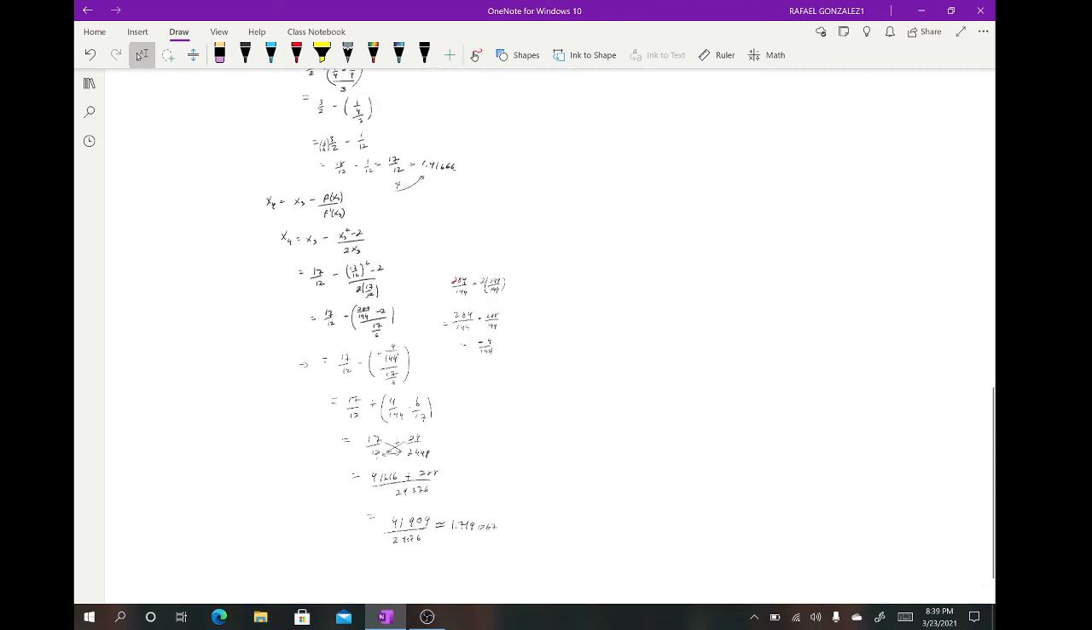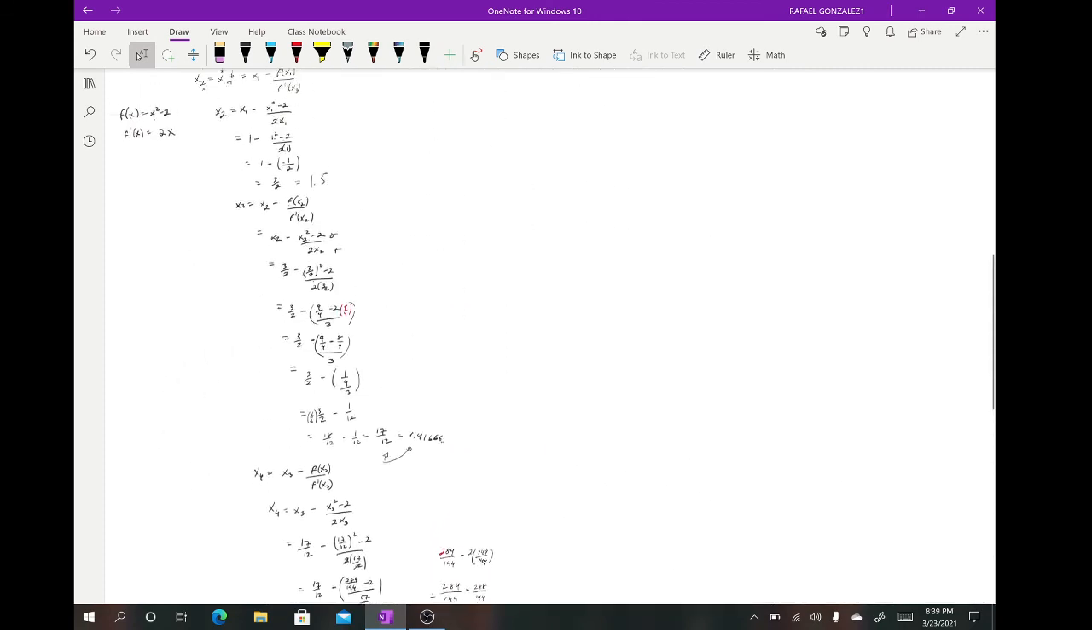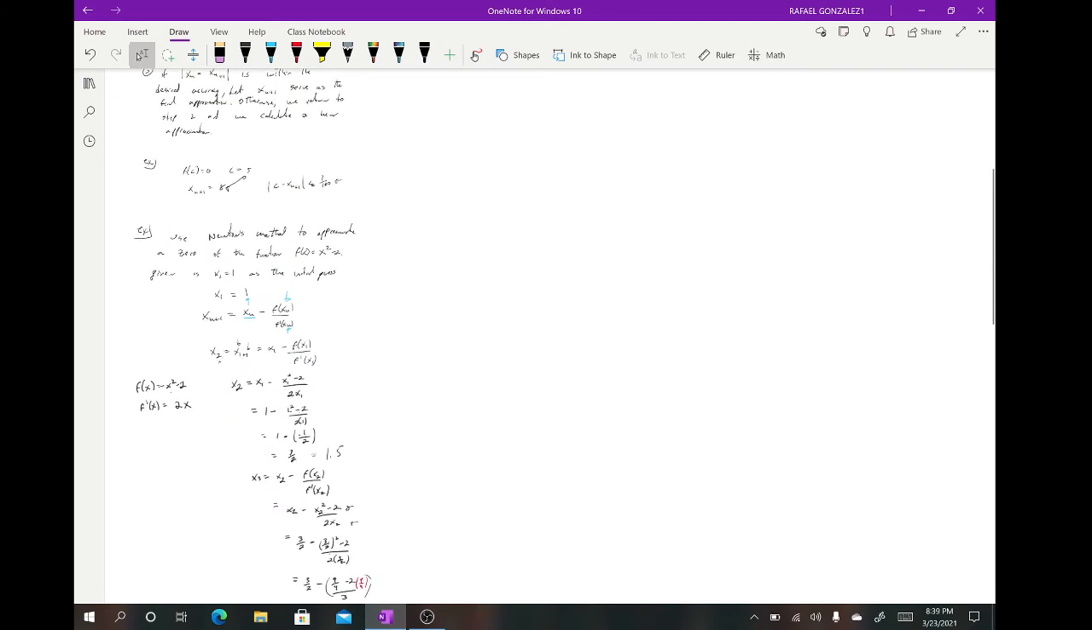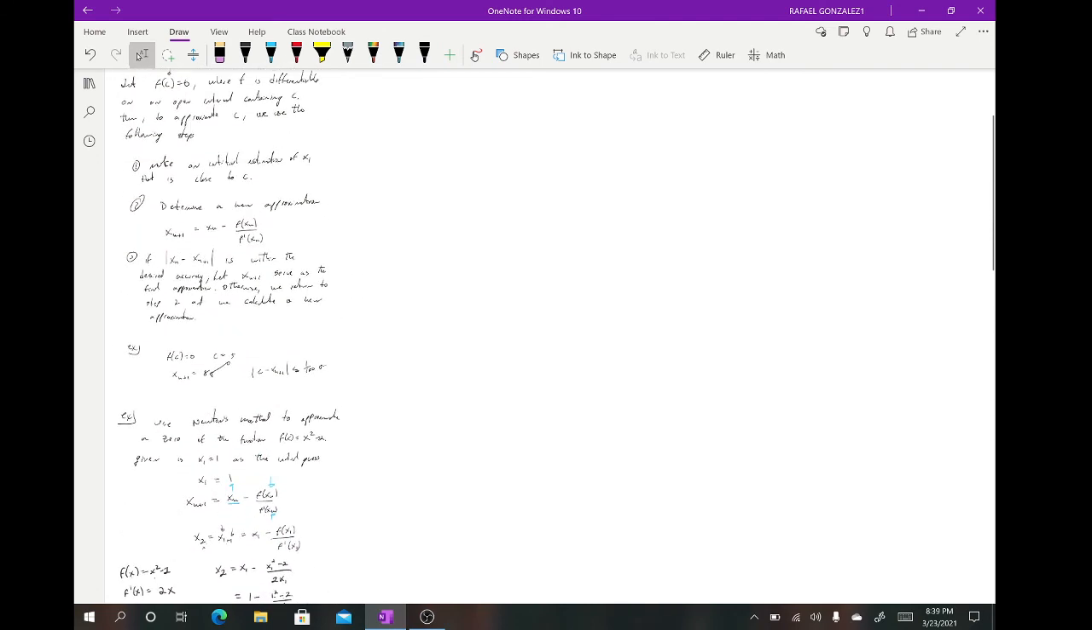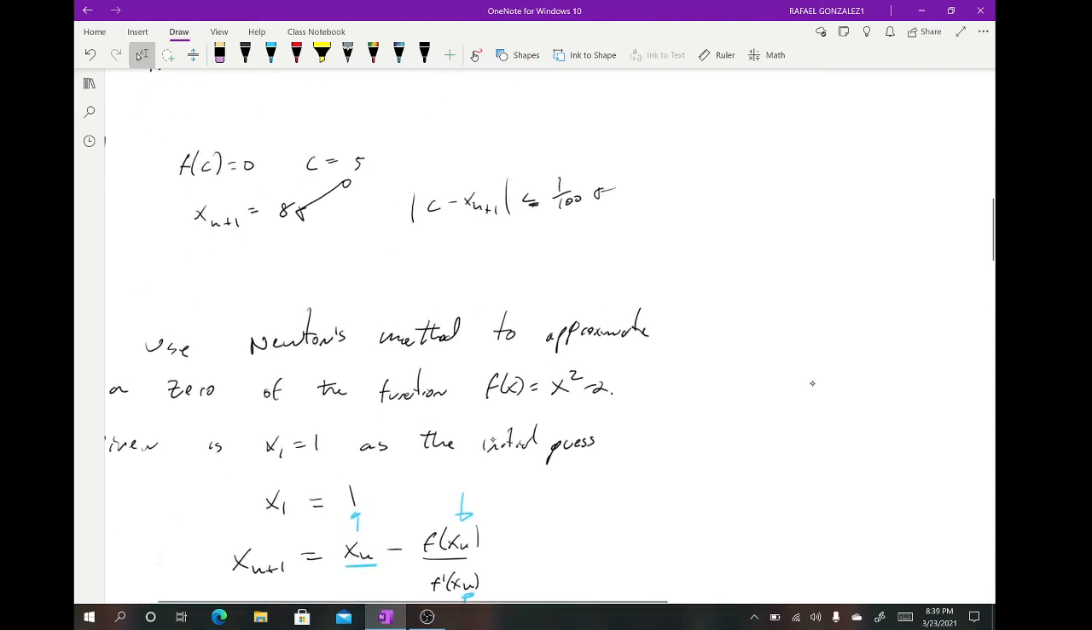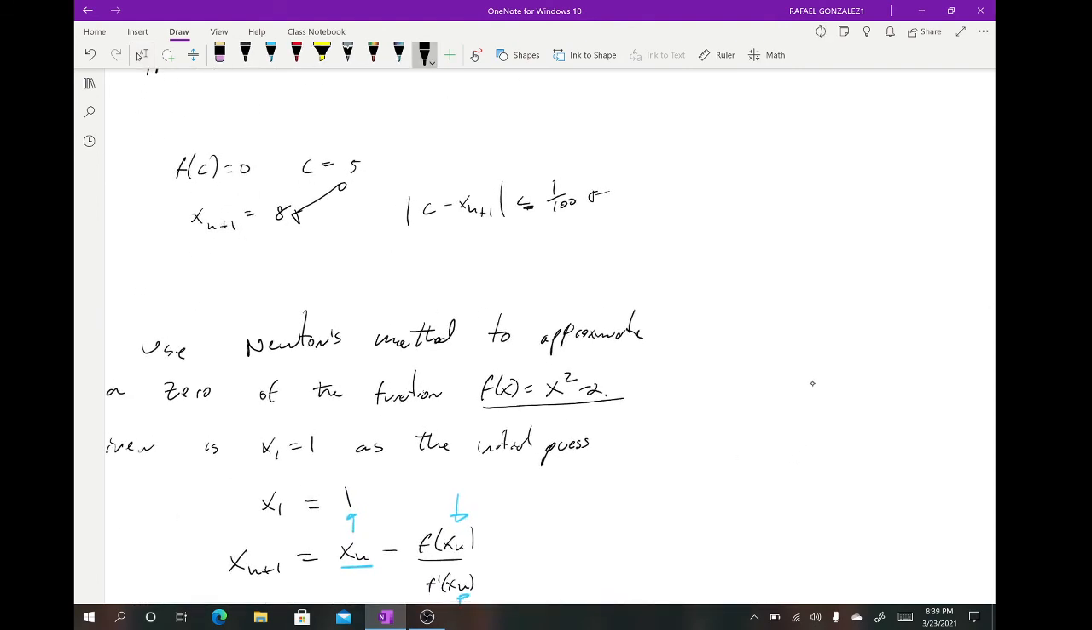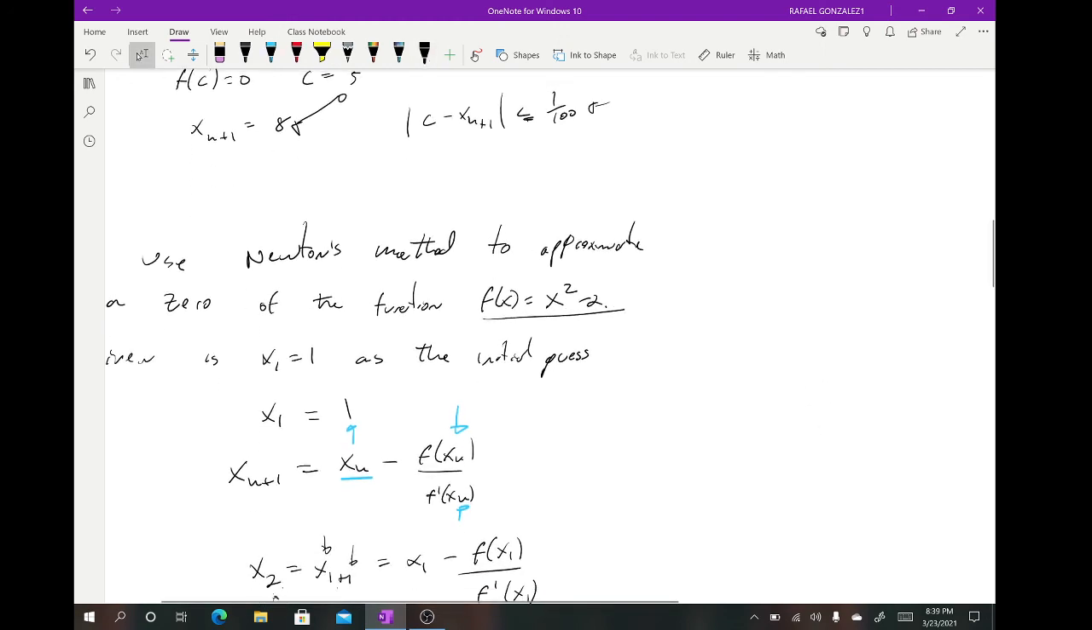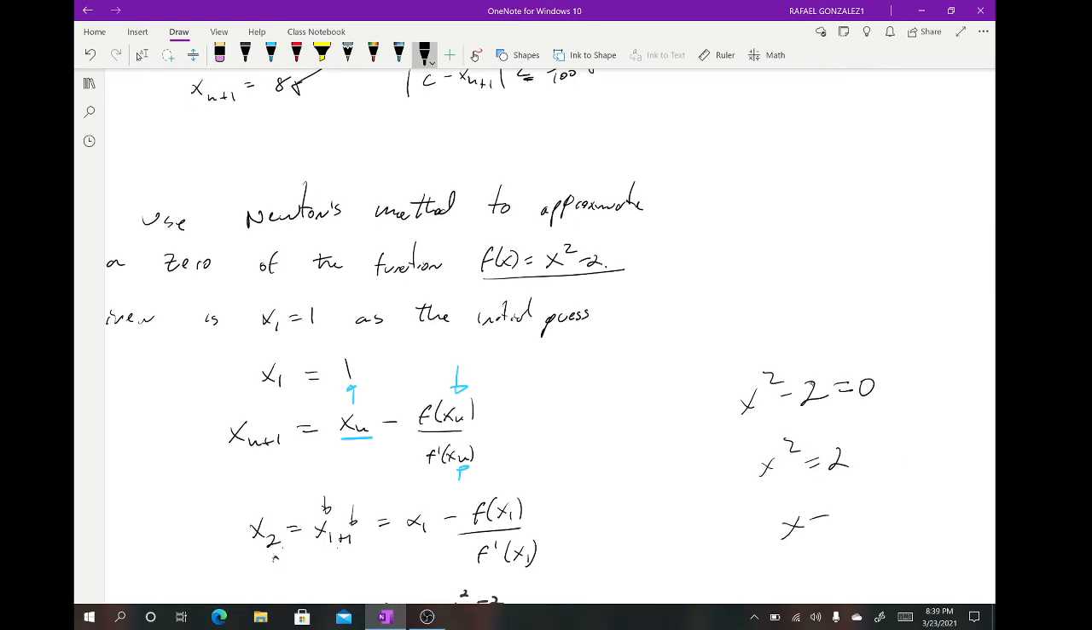Anyway, that is how you use Newton's method. We actually know what the zero of this function is, because we could find it by solving for 0. So we have x squared minus 2. When is that equal to 0? Well, that's equal to 0 when x is equal to plus or minus radical 2. So that will be the solution for the problem.